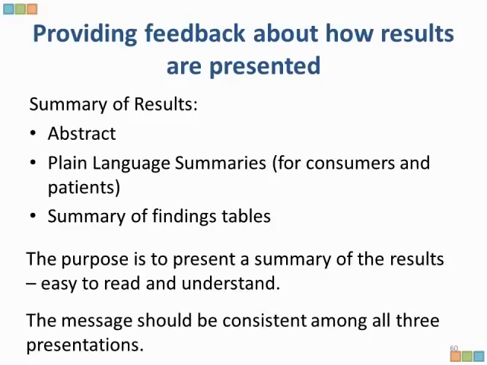As we described previously, there are a lot of different summaries of results in a systematic review. These include abstract, plain language summaries for consumers and patients, and summary of findings tables. The purpose is to present a summary of the results that is easy to read and understandable. The message should be consistent in all three summary presentations. As a peer reviewer, you can comment on the consistency among these sections and whether they are clearly written.